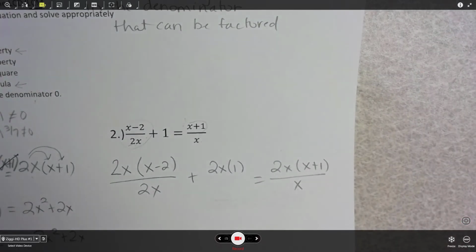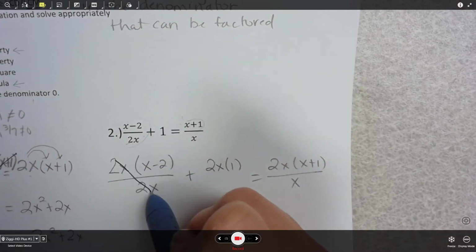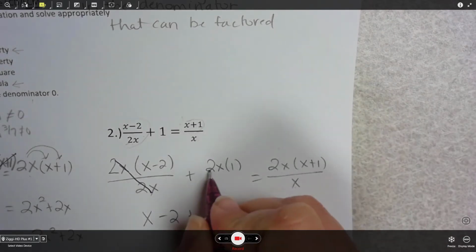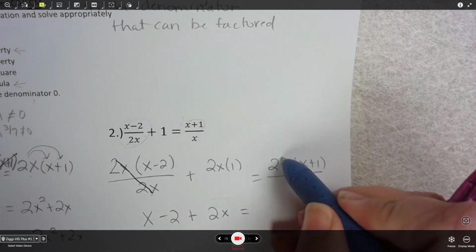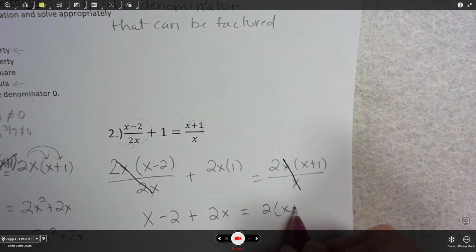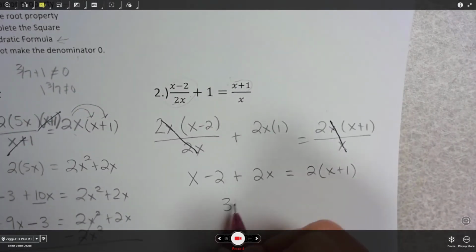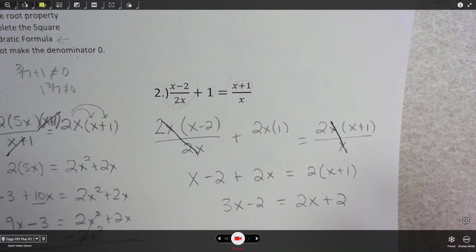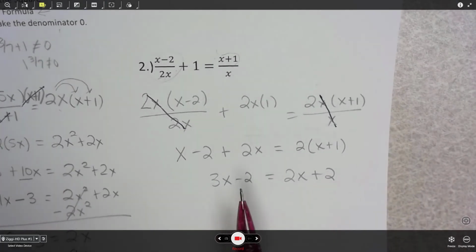So let's go through and cancel out and see what we have left. This 2x and this 2x are going to cancel out and leave me x minus 2. 2x times 1 is 2x. Here, this x and this x will cancel out and leave me 2 times x plus 1. Alright, then if I simplify, I'll have 3x minus 2 equals 2x plus 2. So when I look at this one equation, I can see that it is linear.